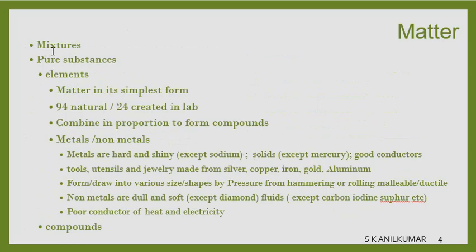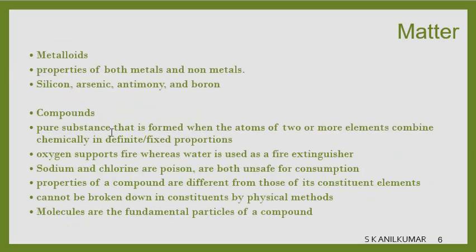So these are the elements which are normally considered pure substances because they are in the simplest form. But compounds are made of elements only. They are pure in the sense that pure substances are combining together, but two or more elements combine to chemically form a bond of fixed proportion of constituent elements.